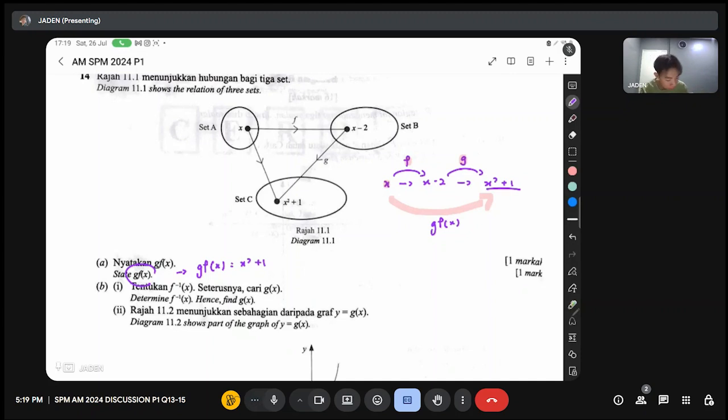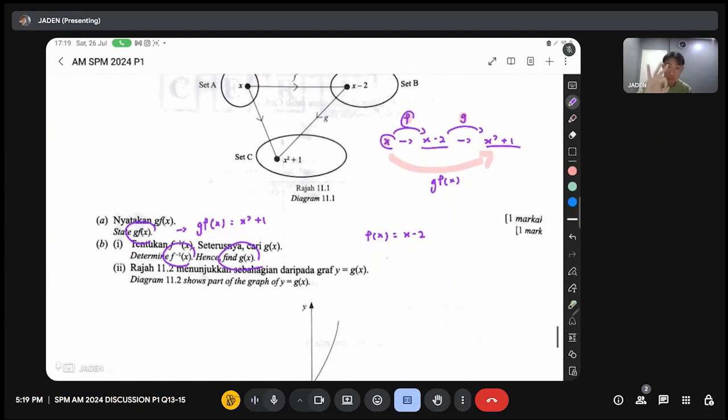Next, B1: determine f inverse x, hence find gx. Since we knew that fx is x minus 2, we want to convert it into the inverse format first. To make it inverse, pretty simple, 3 steps. Let fx equal to y. So x minus 2 equal to y, x equal to y plus 2. Then rewrite this, f inverse x equal to, change the y into x, so x plus 2. Now you already have f inverse.